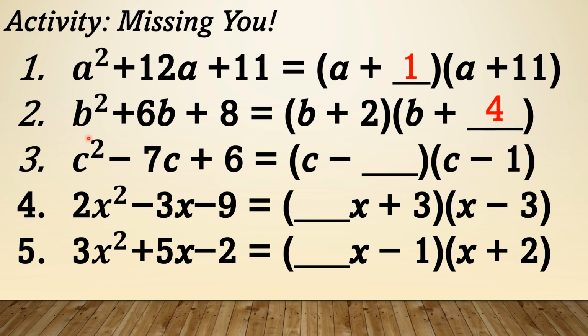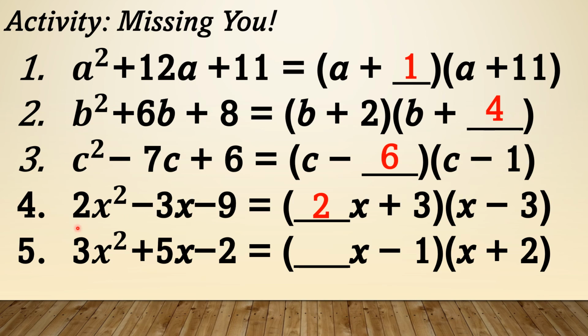So the complete factored form of b squared plus 6b plus 8 is the quantity of b plus 2 times the quantity of b plus 4. For number 3, the missing term is 6. So the complete factored form of c squared minus 7c plus 6 is the quantity of c minus 6 times the quantity of c minus 1. For number 4, the missing term is 2.